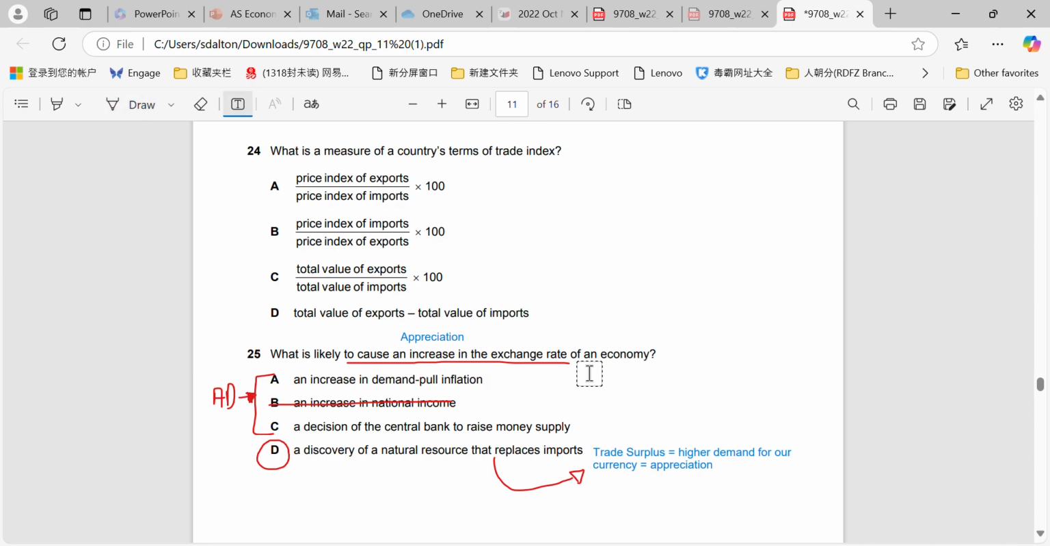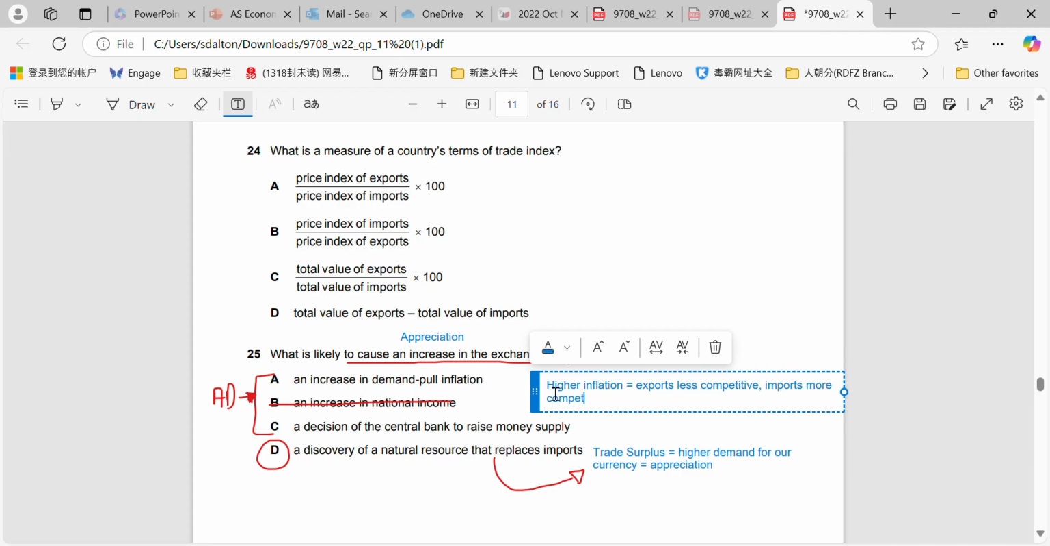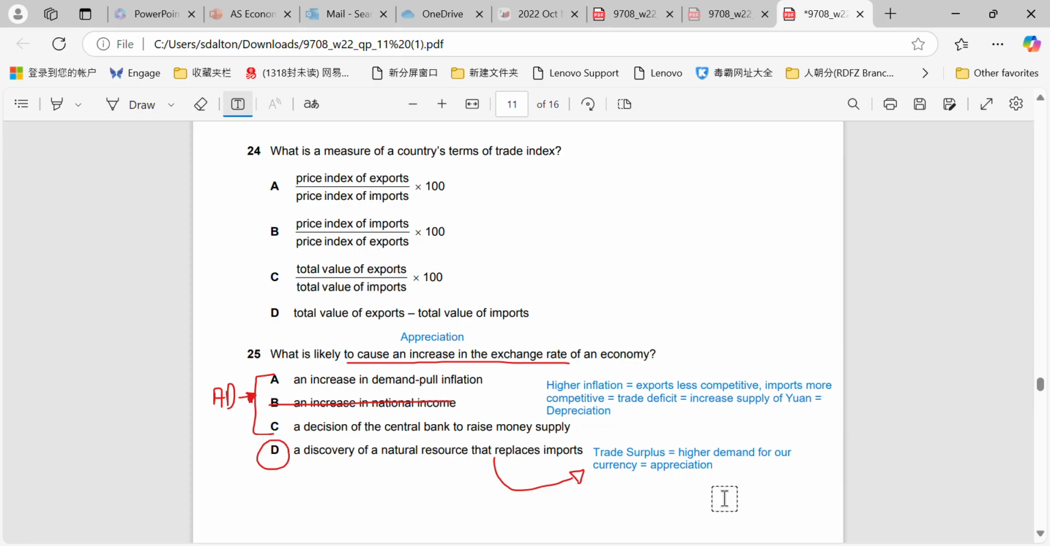So if we create a little chain of analysis for this, higher inflation, and again, break it down in terms of trade, that will make exports less competitive, and it will make imports more competitive. So we would expect to have more imports and less exports, okay? In other words, we would have a trade deficit, or we would increase the supply of yuan on the foreign exchange market, which would result in a depreciation of the yuan, right?